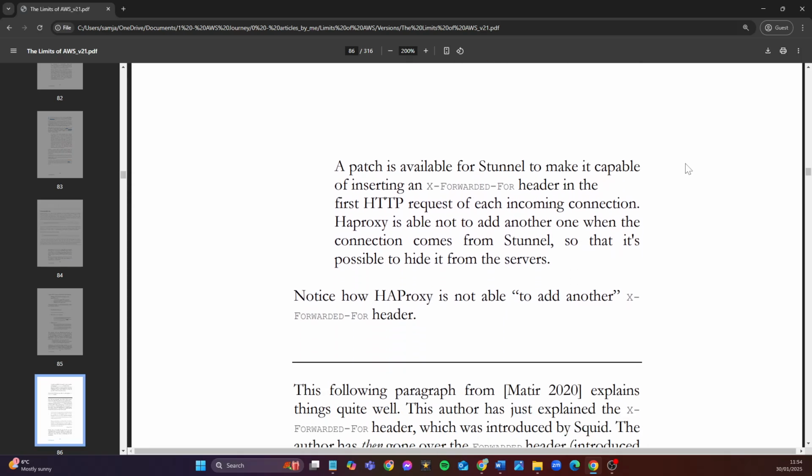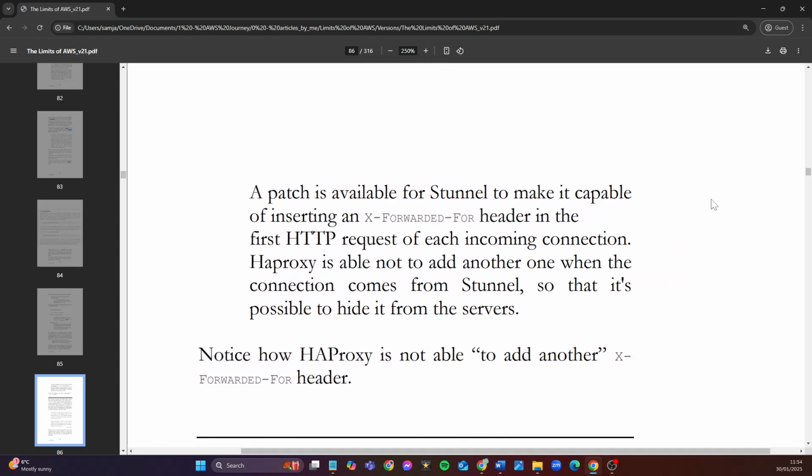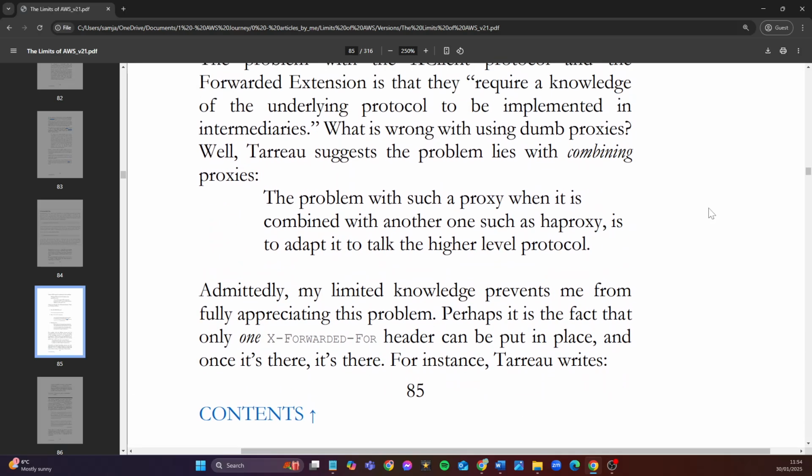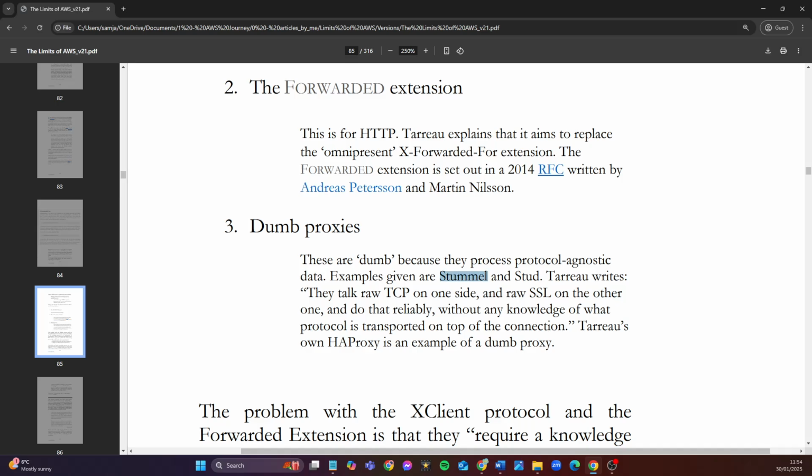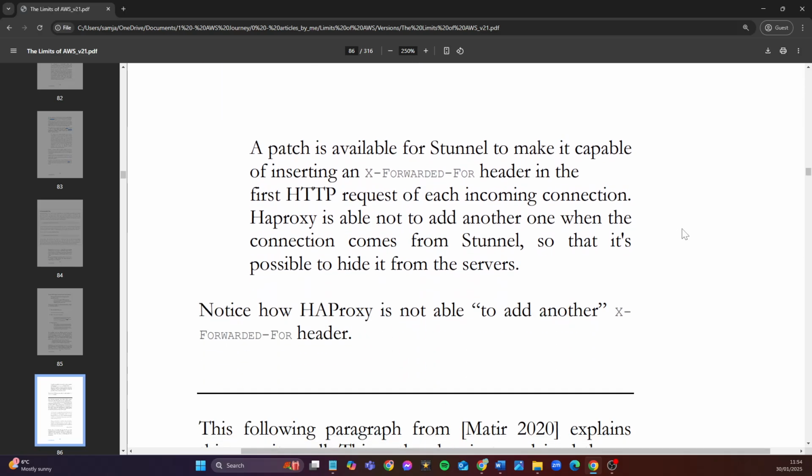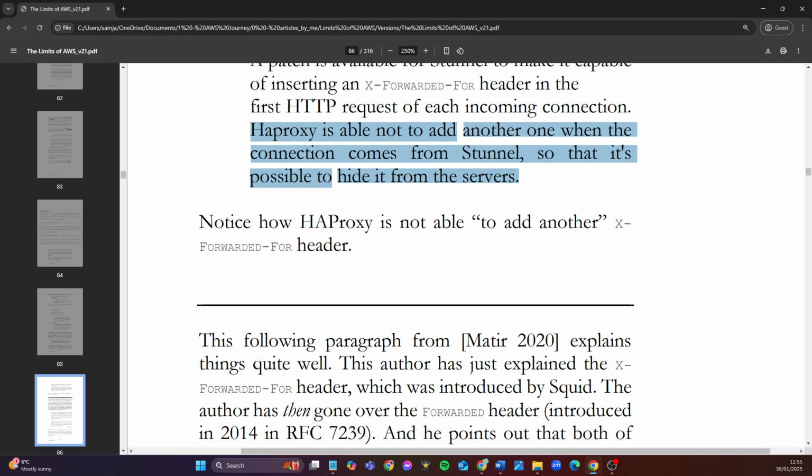For instance, Tarreau writes, a patch is available for stunnel. Stunnel? How do you spell that? I've spelt it with a double N here. A patch is available for stunnel to make it capable of inserting an X-Forwarded-For header in the first HTTP request of each incoming connection. HAProxy is not able to add another one when the connection comes from stunnel, so that it's possible to hide it from the servers. Notice how HAProxy is not able to add another X-Forwarded-For header, and that's the problem.